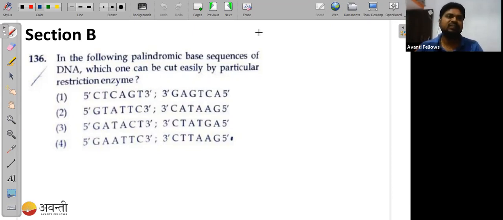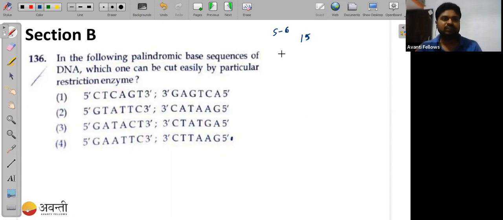So in today's session, we are going to discuss section B. In section B, there are altogether 15 questions, but you have to select only 10 from this portion. So we start with question number 136, and our paper code is S6.